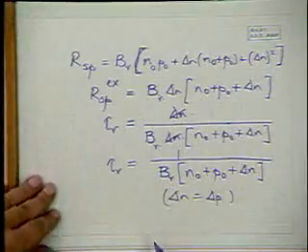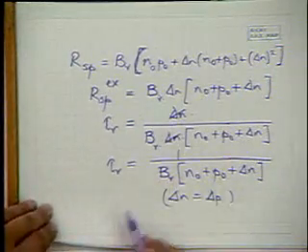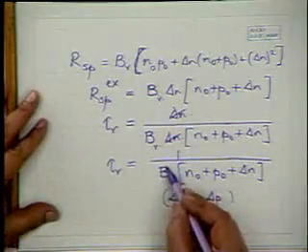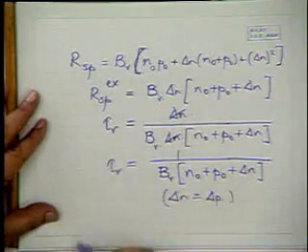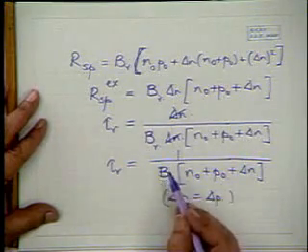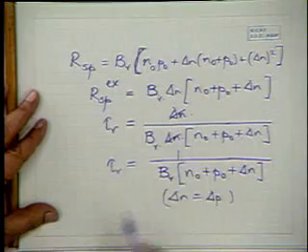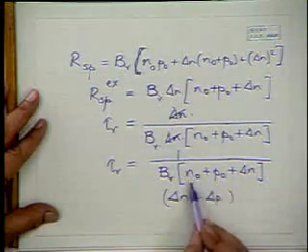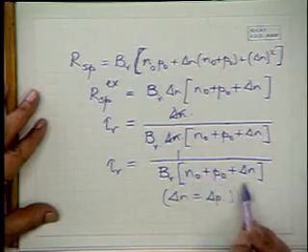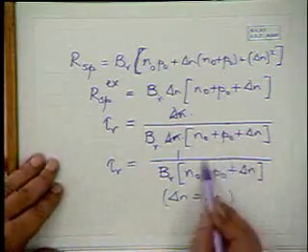So we see that the radiative lifetime is inversely proportional to BR. Obviously, the higher the BR, the smaller the lifetime. BR is the radiative recombination rate, so if the rate is high, then the lifetime is small. And it is also inversely proportional to N0 plus P0 plus delta N, the total number of carriers under the excited state.